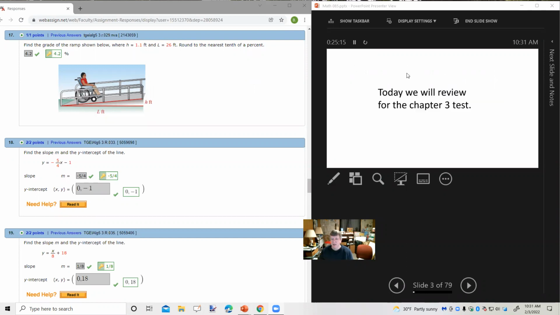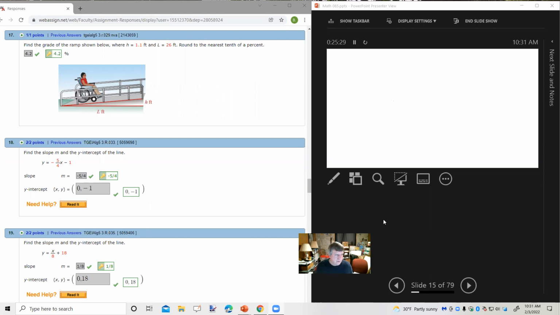All right, so today we're going to be reviewing for the Chapter 3 test, and we're going to start out. We have some questions from a couple of students. So let's get started. As you can see on the web assigned screen on the left, we're going to start with number. Okay, it's not letting me graph yet. Let's try this. There we go.